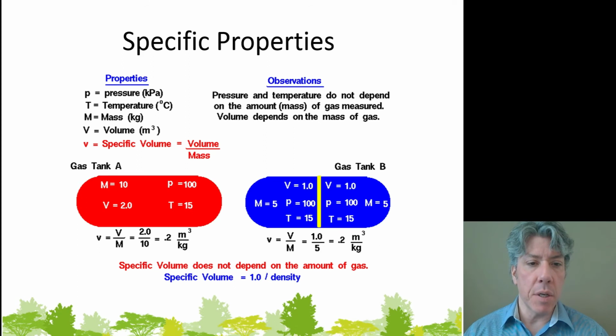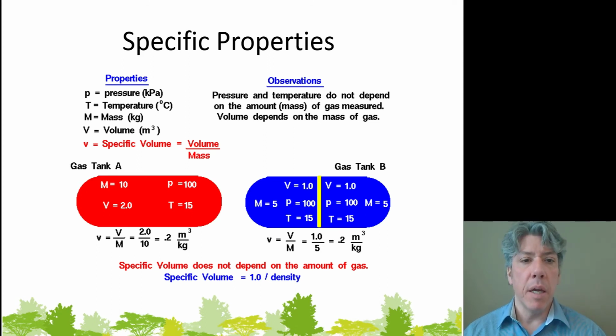So let's consider something like volume. Okay, if we have gas tank A with a mass of 10 kilograms, a pressure of 100 kilopascals, a temperature of 15 degrees Celsius, and a volume of 2 cubic meters, well, if we break that tank in half in our minds, just put in an imaginary boundary in the middle of that tank, well, then the pressure and temperature is still the same, but now half the mass is on one side, half the volume is on one side, and the other half is on the other.